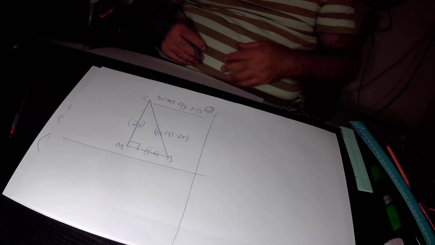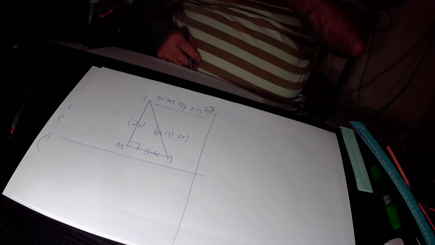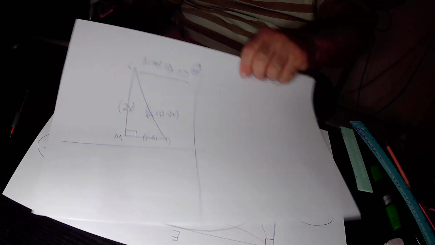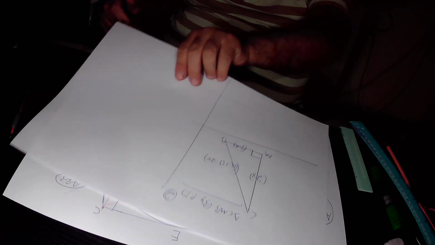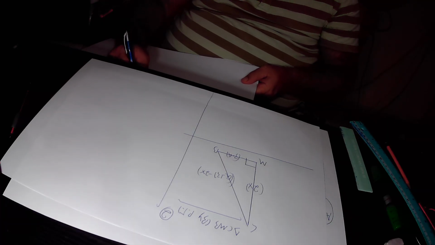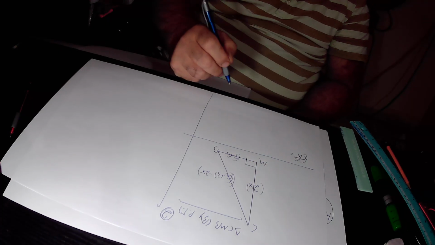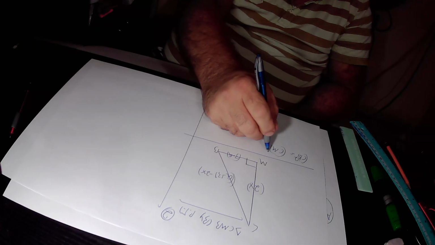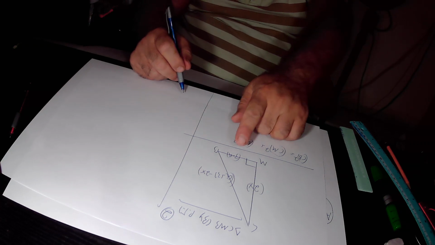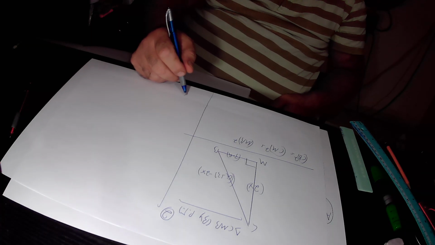So here, this is the right triangle CMB from the original drawing. In right triangle CMB, CB squared, that is the square of the hypotenuse, equals CM squared plus MB squared. CB is A plus 3 minus 2x, and therefore CB squared is (A plus 3 minus 2x) squared.